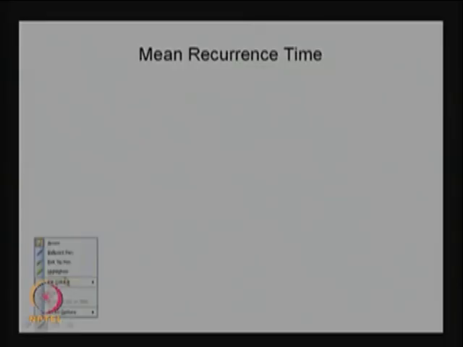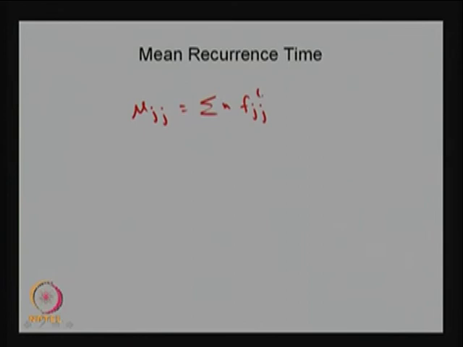So, earlier we have given mu j j, which is the same as the sum of n times f j j of n. By knowing f j j of n, you can find out the mean recurrence time for the state j.